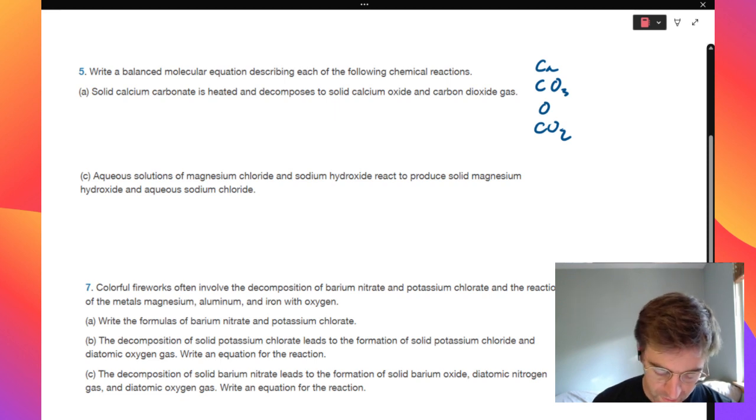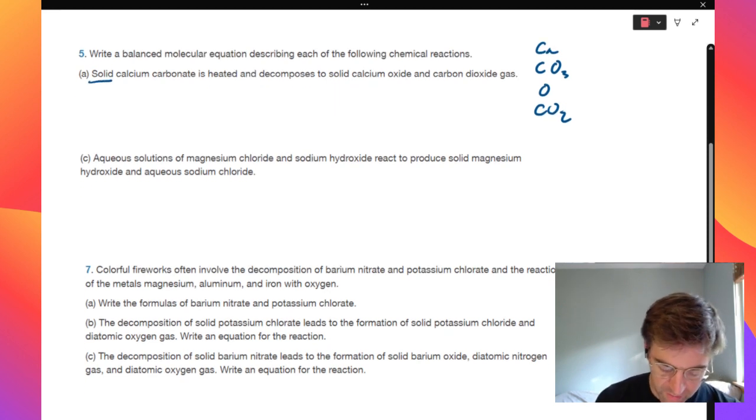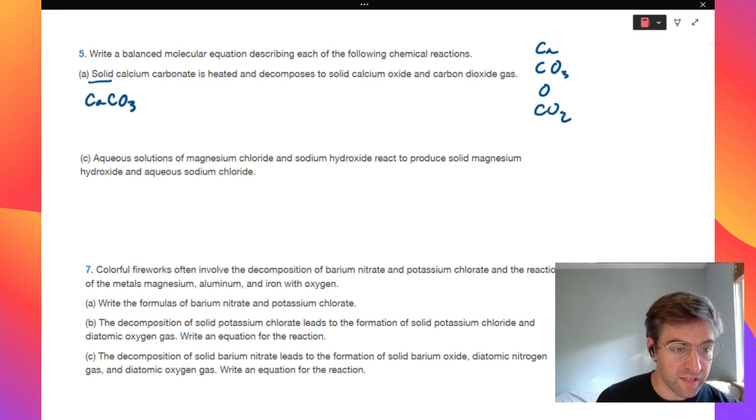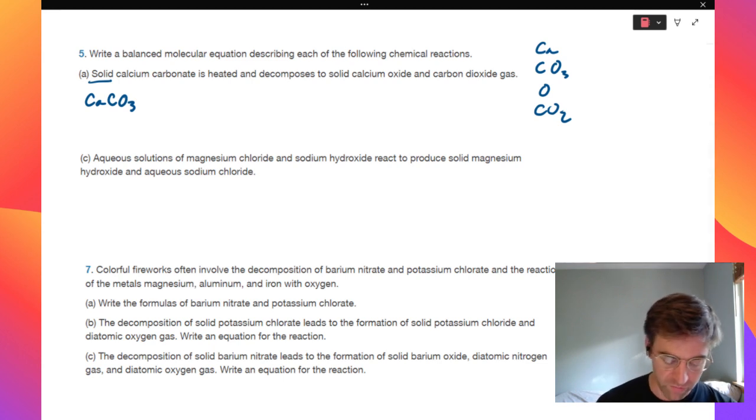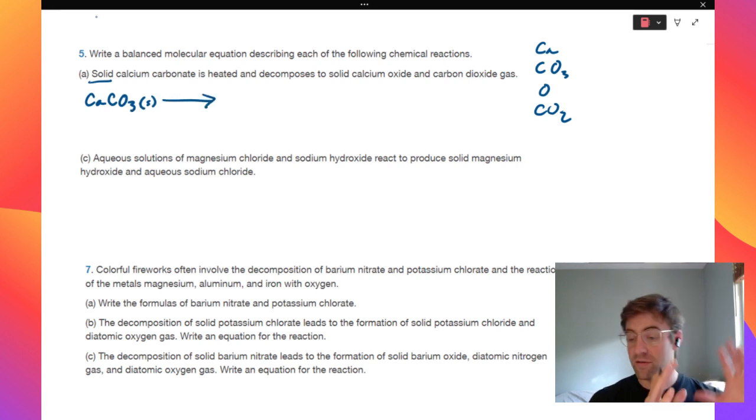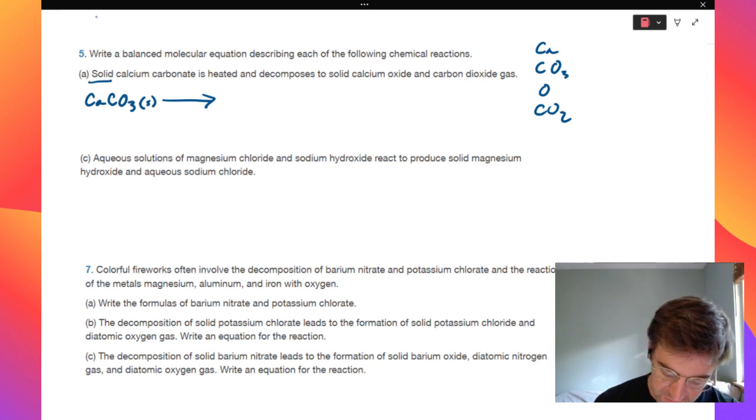Okay. So solid calcium carbonate. We're starting with CaCO3. We know because of the charges on this that these two balance out. Calcium has a positive 2 charge on it, and carbonate has a negative 2 charge on it, so these fit together in a 1-to-1 ratio. So solid calcium carbonate is heated and decomposes. So that's our reactant. That's all that we have. Decomposes to solid calcium oxide.